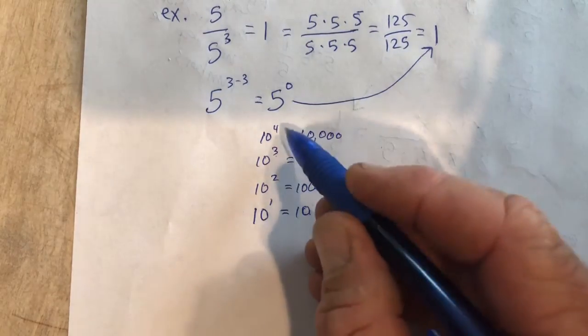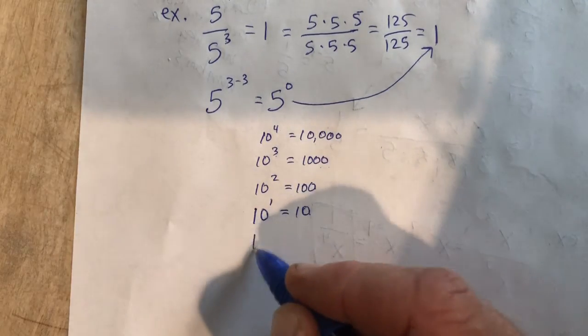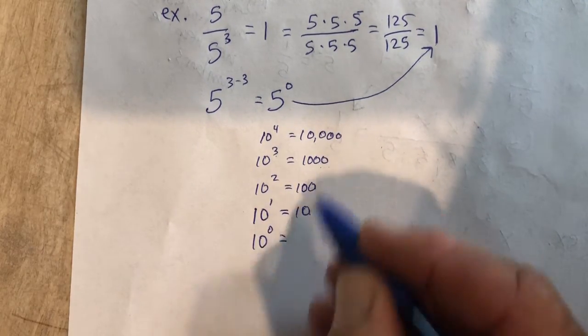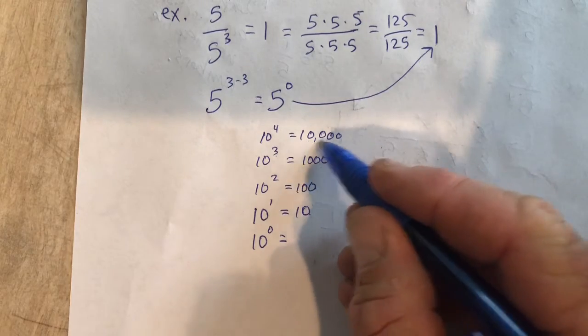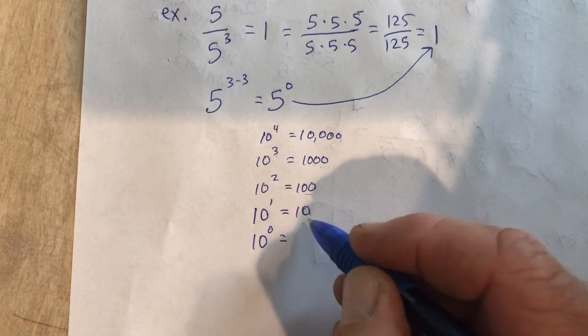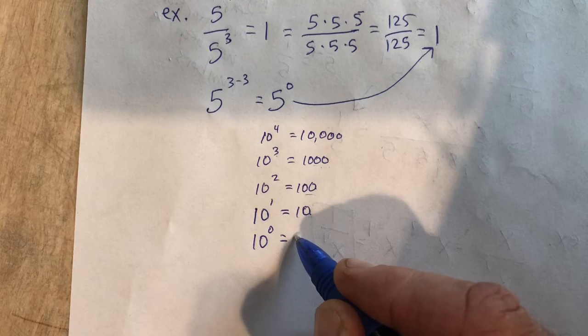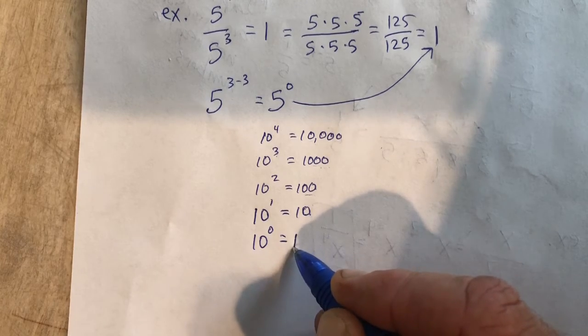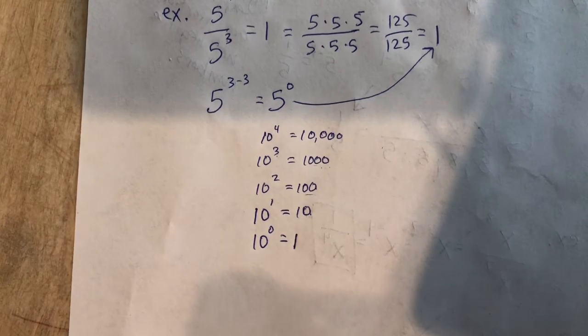Now, if we go the other way, just follow the pattern with me. 4, 3, 2, 1, 10 to the 0 is going to equal, look at, we've got 4 zeros, 3 zeros, 2 zeros, 1 zero. So how many zeros should we have? We should have 0 zeros, so it's just a 1.